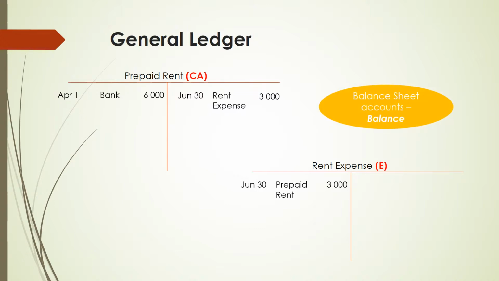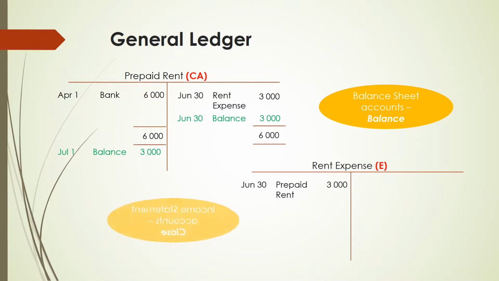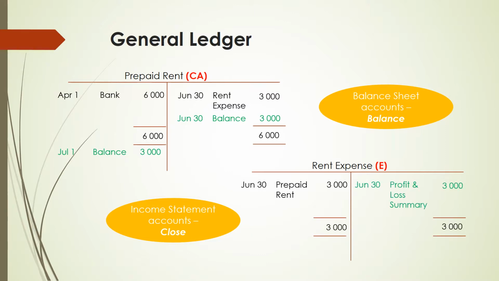Because the prepaid rent is a current asset, it is a balance sheet account. Therefore, we balance the account. So $6,000 on both sides. And here we can see that we have a balance on the 30th of June that we are carrying forward to the 1st of July. Rent expense account is an income statement account. Therefore, we close the account on the 30th of June. And here we close the account to the profit and loss summary for the amount of $3,000.